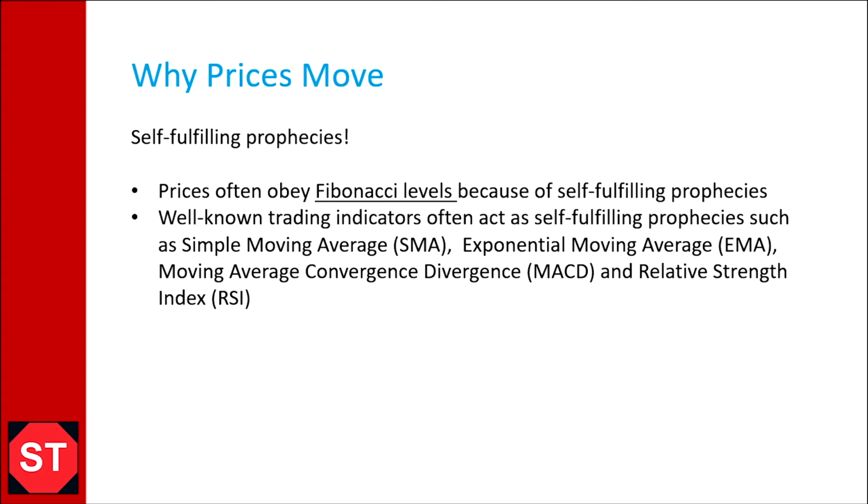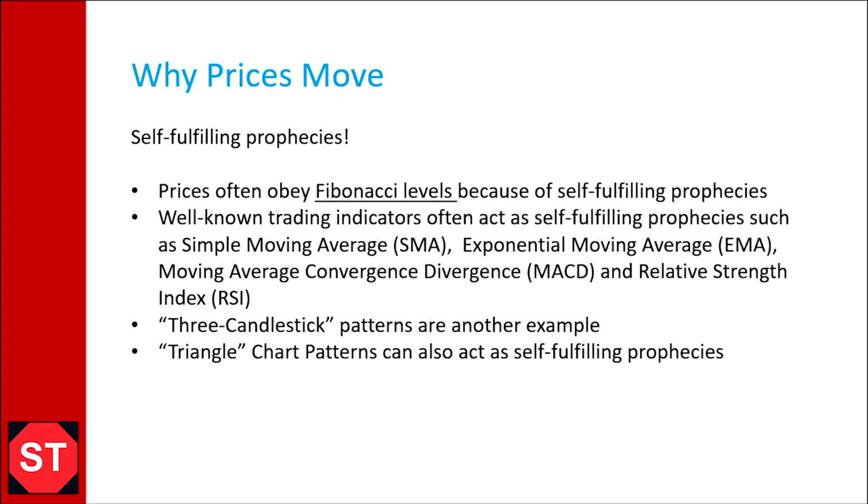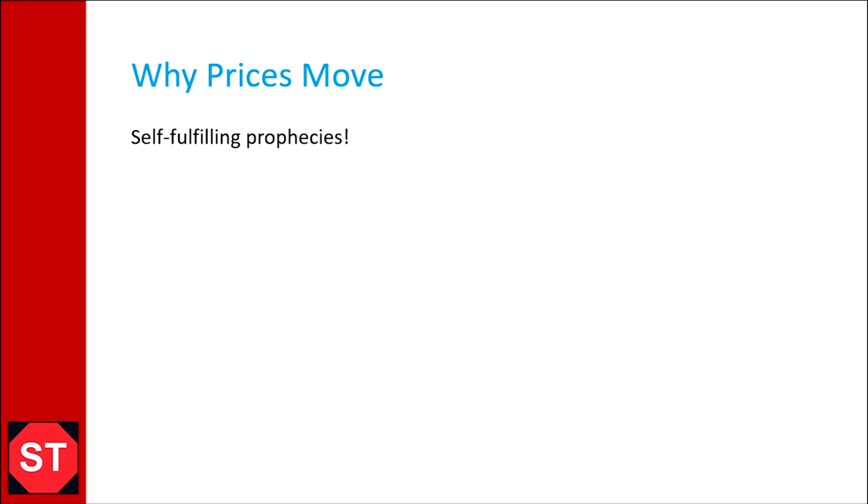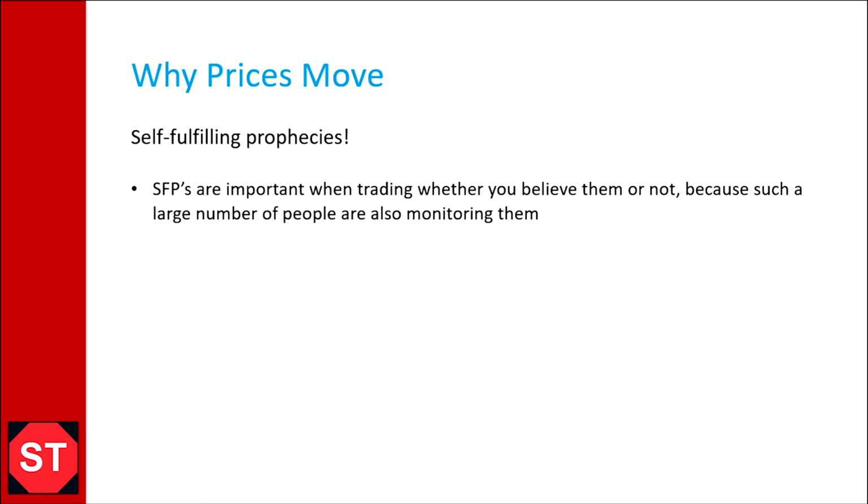More examples of self-fulfilling prophecies are 3 candlestick patterns, which are essentially groups of 3 sequential Japanese candlesticks on a chart. Another example are triangle chart patterns. Once again, all of these things will be explained in far greater detail as you move further into our online course. Now, whether you believe in them or not, you still need to be aware of and understand the most common self-fulfilling prophecies, simply because there are so many other traders out there who focus on them.